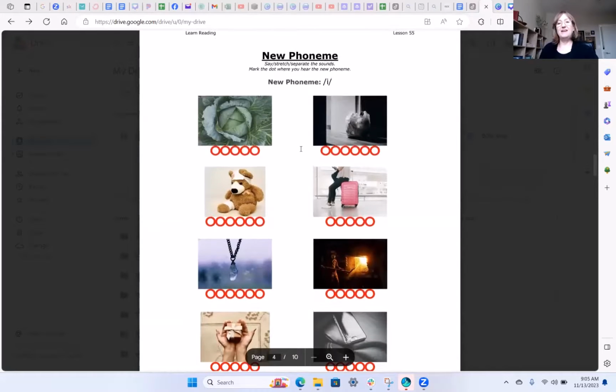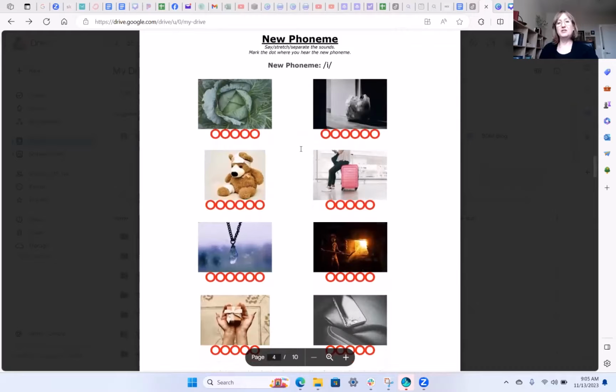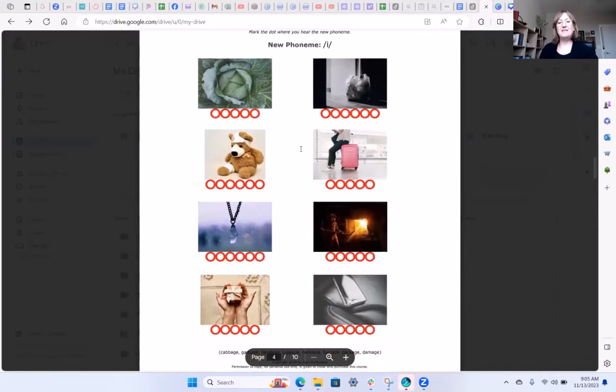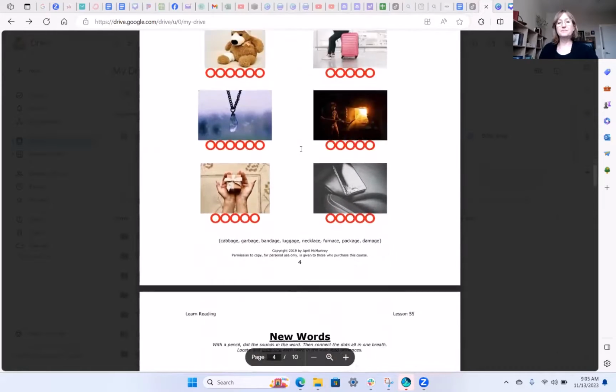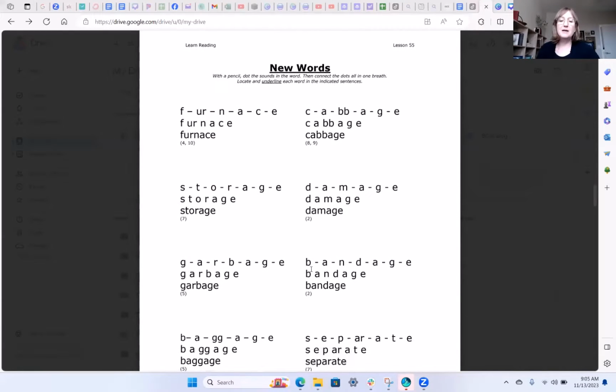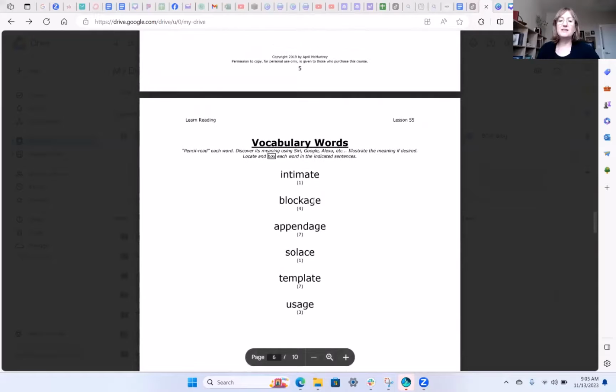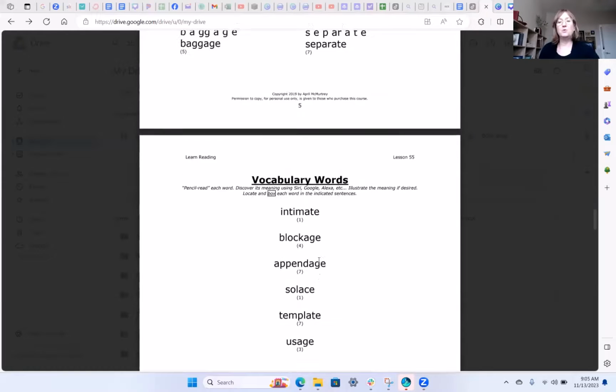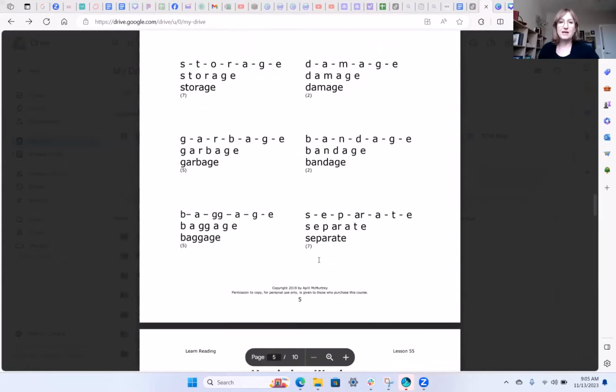Okay, and then here is your phonemic awareness page. Find where you hear the I in these words. And then here we are. So here's a bunch of examples all throughout this lesson on seeing that A, T-E, A-G-E, or A-C-E at the end of a multi-syllable word where that A makes the short I sound.